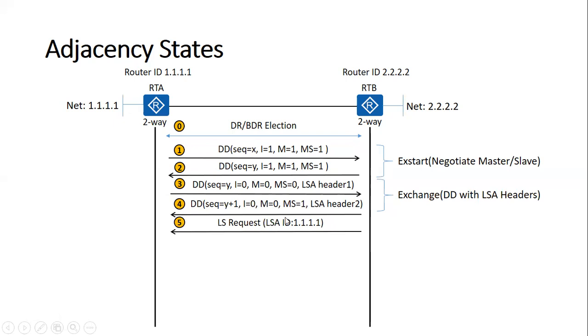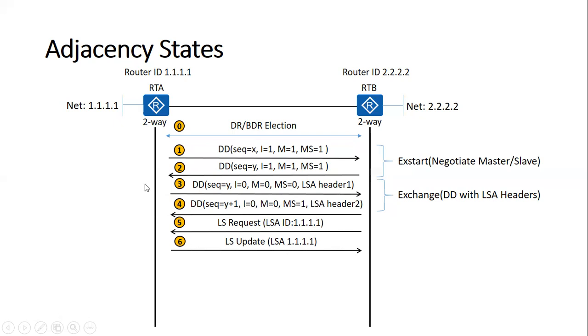So it will send a request for that particular network, 1.1.1. Then we'll expect RTA to send now the full movie, not a trailer, the full information about that network in a link state update. Link state request for a missing LSA: I'm missing this LSA in my link state database, so kindly send it to me because you have indicated you have it.